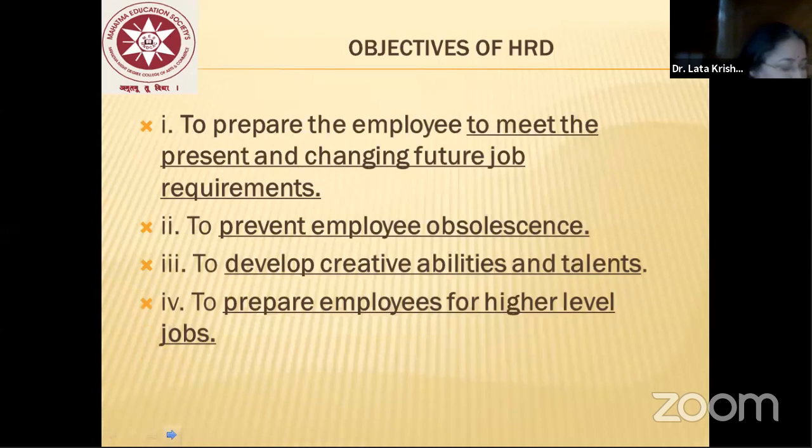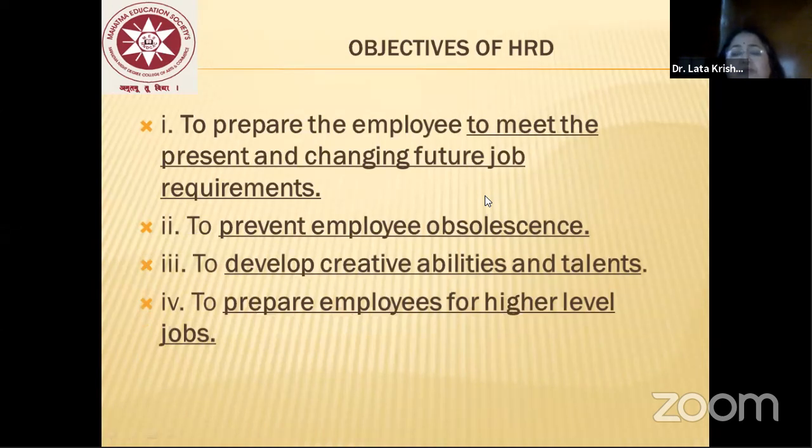Objectives of human resource development, as we continue: to prepare the employee to meet the present and changing future job requirements. So training is not just for the current scenario, but should also be future oriented, because the environment is dynamic and things change every day, and therefore the training program should also be forward looking. To prevent employee obsolescence, to develop creative abilities and talents, to prepare employees for higher level jobs.